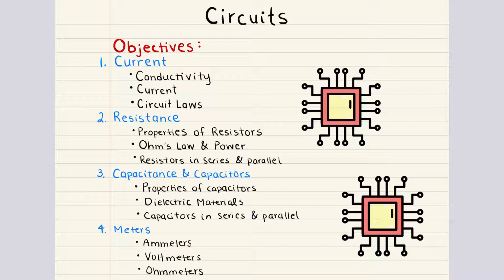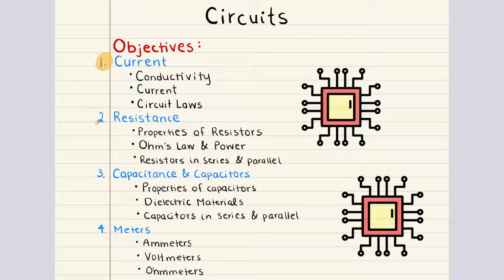So in this chapter, we're going to develop a thorough understanding of current and its applications, focusing on several key objectives. The first objective is titled Current. So we're going to discuss what current means, how conductivity allows charges to flow through materials, and we're going to explore essential circuit laws that govern electrical behavior.